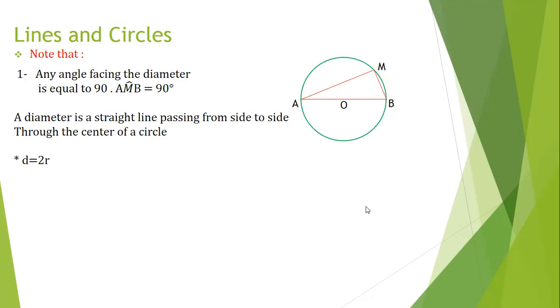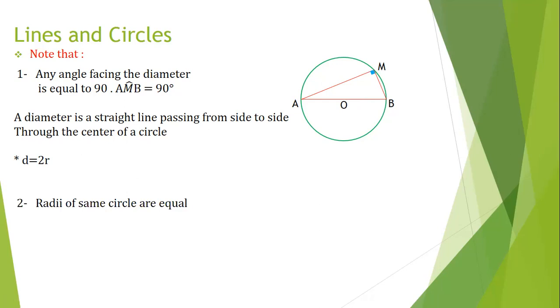Now, if you wish to find the measurement or the distance from A to B, which is the diameter, you multiply the radius by 2, because the diameter is 2 times the radius. If, for example, OB, which is a radius, is equal to 3 centimeters, and we need to find AB, we multiply 2 by 3 and we get 6 centimeters, which is the measurement of the diameter.